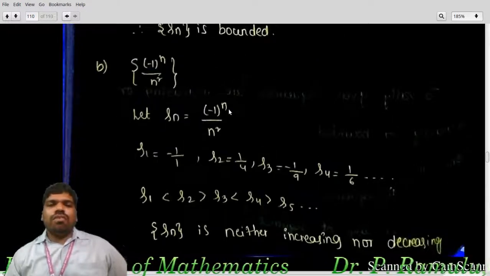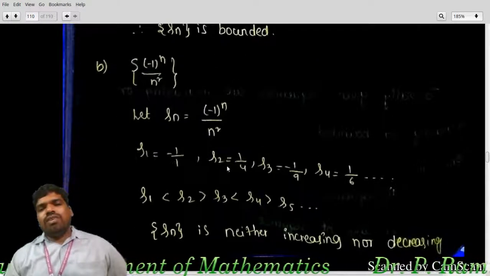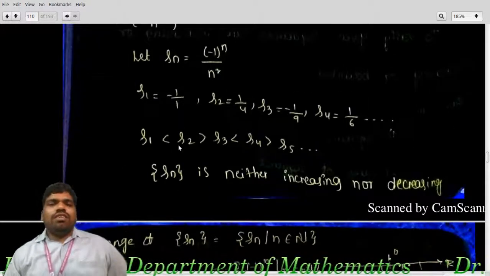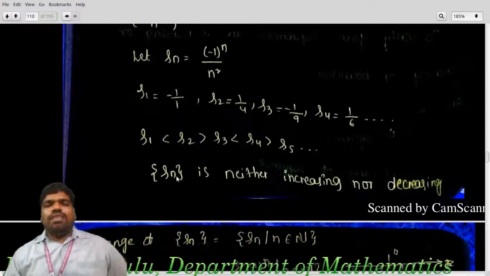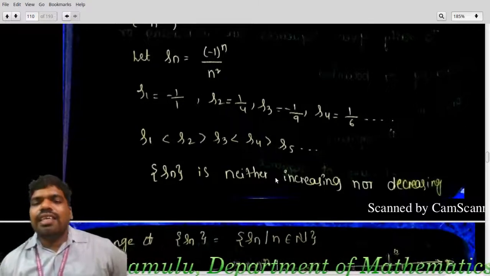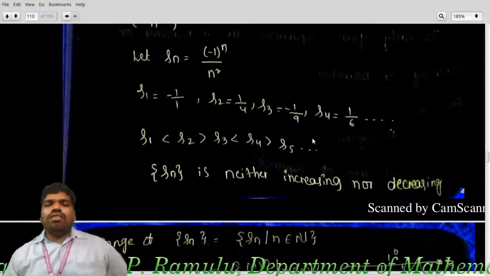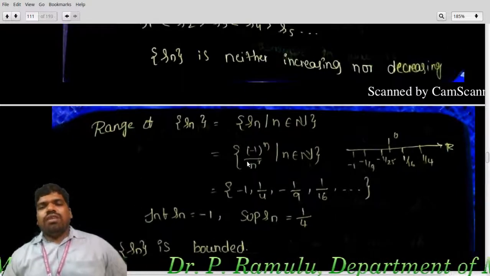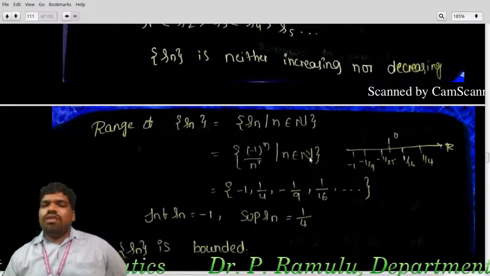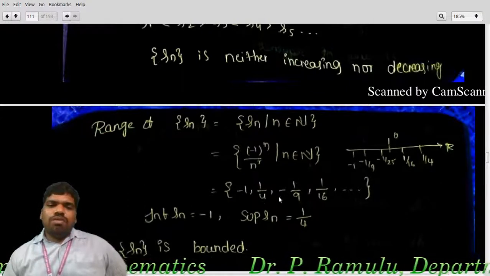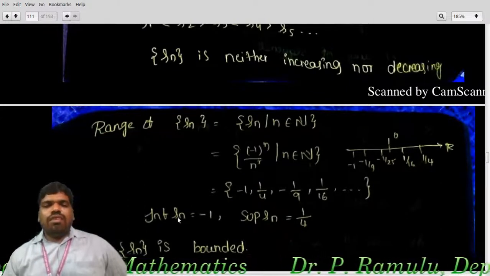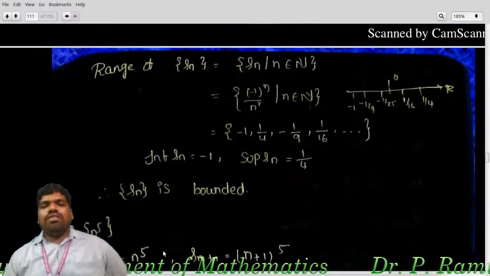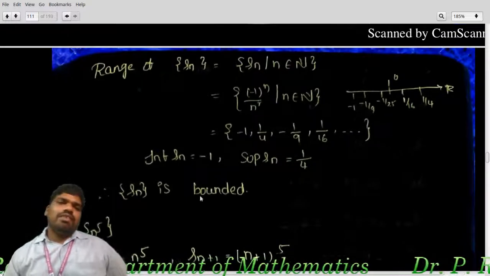Next, Sn equals minus 1 whole power n by n square. S1 equals minus 1, S2 equals 1 by 4, S3 equals minus 1 by 9, S4 equals 1 by 16. S1 is less than S2, and S2 is greater than S3. That means Sn is neither decreasing nor increasing. But the range of Sn is minus 1 power n by n square. The infimum is minus 1 and the supremum is 1 by 4, therefore Sn is bounded.